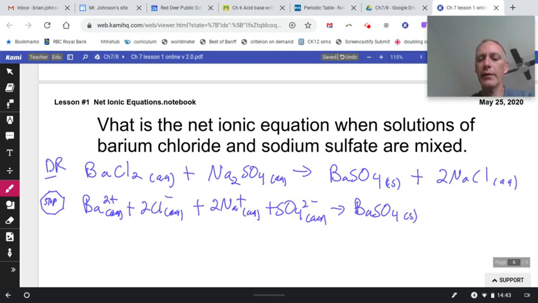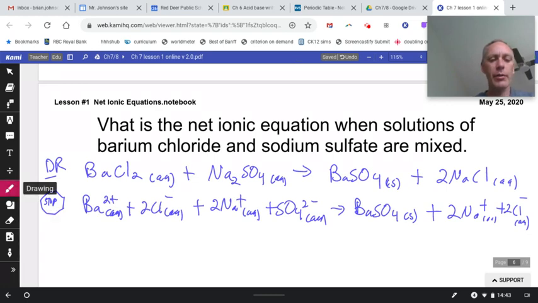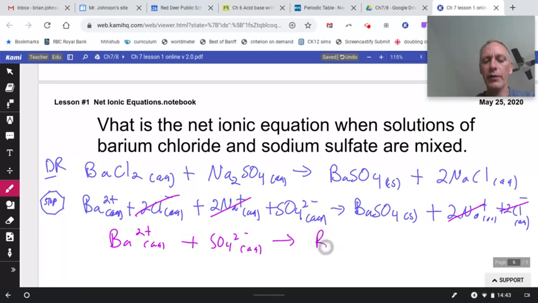Okay, that one's a solid. It stays together. And the last one I break apart. So 3 of the 4 are high solubility, so they break apart. There we go. Okay, spectator ions, cancel them out. Who are they? 2 Na plus are gone, and 2 Cl minus are gone. So the real reaction is barium 2 plus reacts completely with SO4 2 minus ions floating around aqueous to make a solid precipitate.